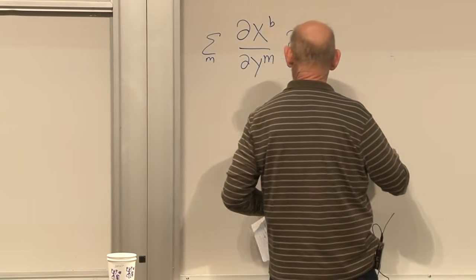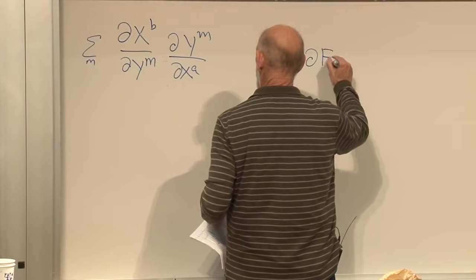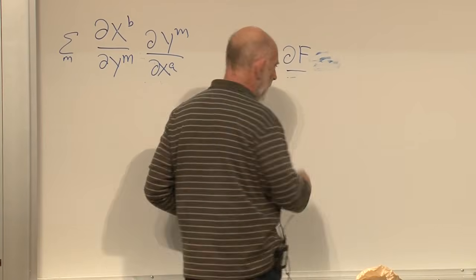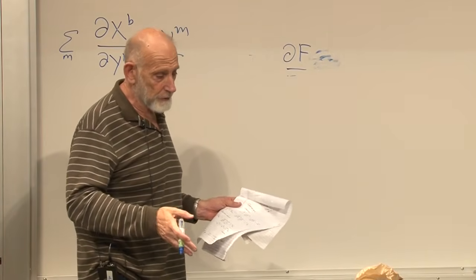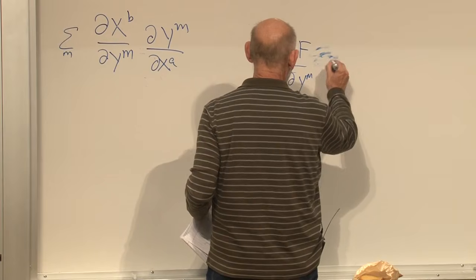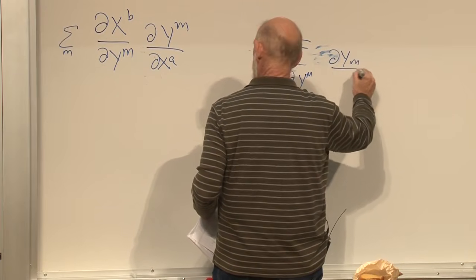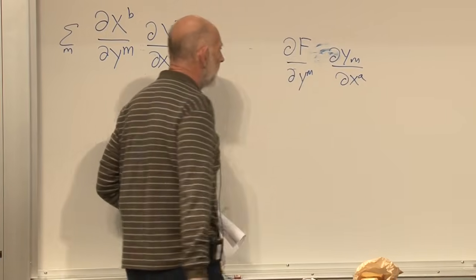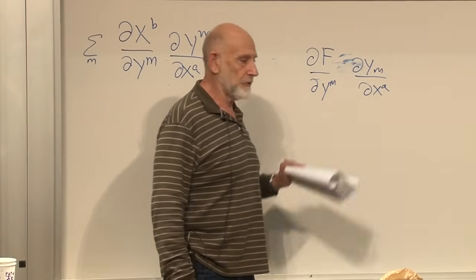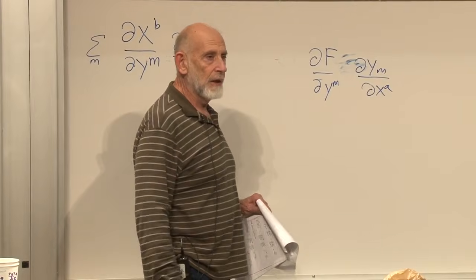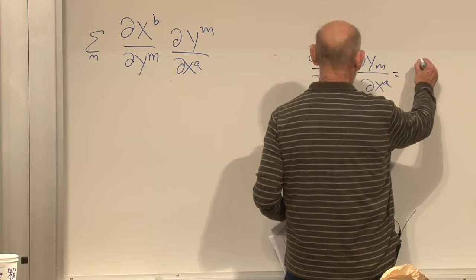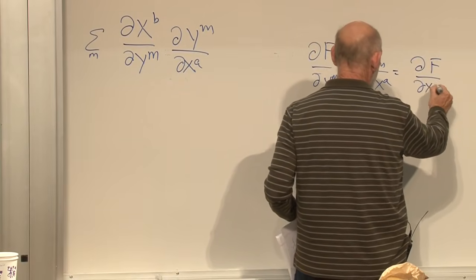Let me write down a slightly more general formula. Let's take df of x, where f is both a function of x and y. I mean, it's a function of x, but because x depends on y, it's also a function of y. Take ∂f/∂y^m times ∂y^m/∂x^a. You know what this is? The change in f when you change y a little bit, times the change in y when you change x a little bit. What does that give you? It gives you ∂f/∂x^a.